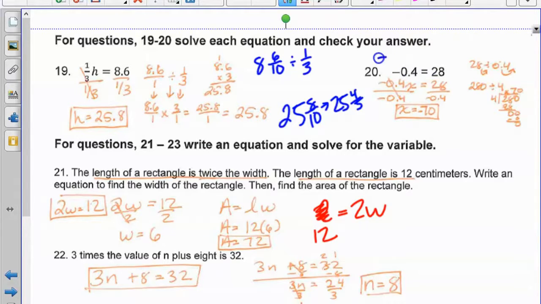Over here, again, I wanted you to change it to negative 0.4x is equal to 28 and then work through it. So I want to get x by itself, divide both sides by negative 0.4. Second number must be a whole number. So I move it 1 time here, 1 time here, 280 divided by 4. I get that it will be 7. Different signs, answer is negative.